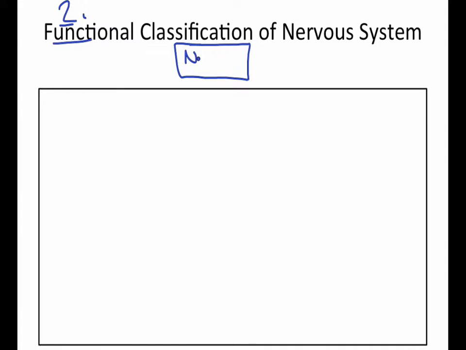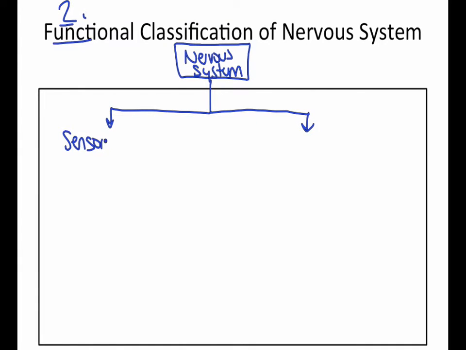In the top middle one, this goes through the nervous system. This chapter is all about the nervous system. And then the nervous system is broken up into 2 functional classifications. Our functional classifications include the sensory, or the afferent pathway.